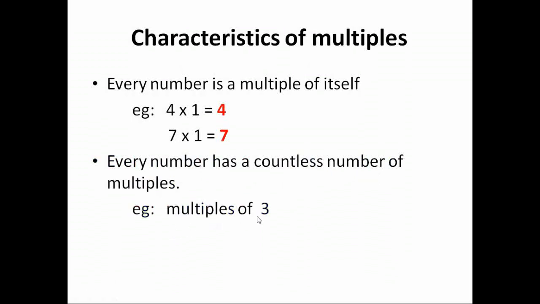So for example, multiples of 3. If I multiply 3 times 1 it will give us 3. 3 times 2 will give us 6. 3 times 3 will give us 9. 3 times 4 is 12. 3 times 5 is 15. 3 times 6 is 18. 3 times 7 is 21, and it will go on.